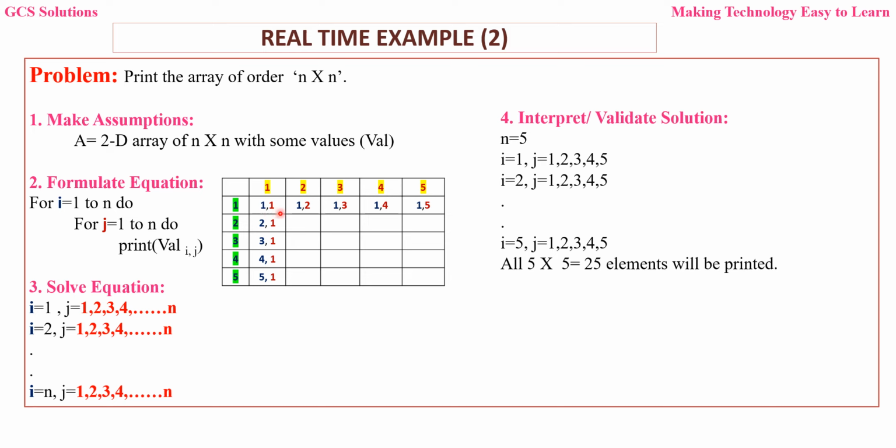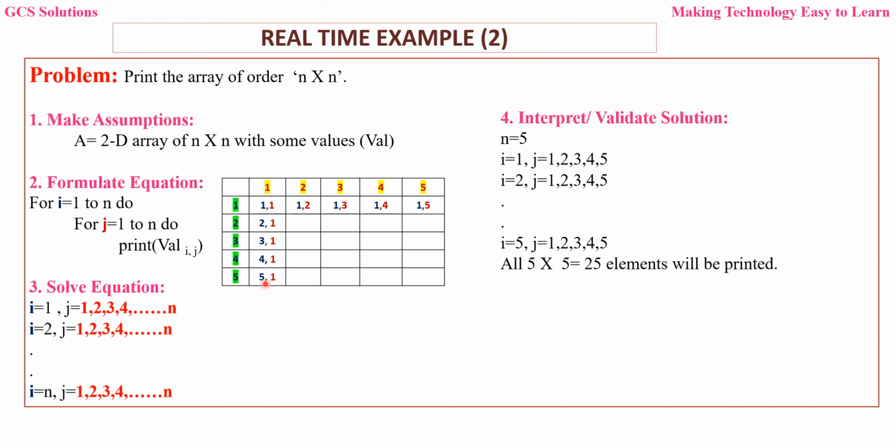So this is first row, first column. So 1 comma 1, first row, second column, 1 comma 2, 1 comma 3, 1 comma 4, 1 comma 5. And for the column I have first row, first column, second row, first column, third row, first column, fourth row, first column, and fifth row, first column. So this is my actual mathematical interpretation.